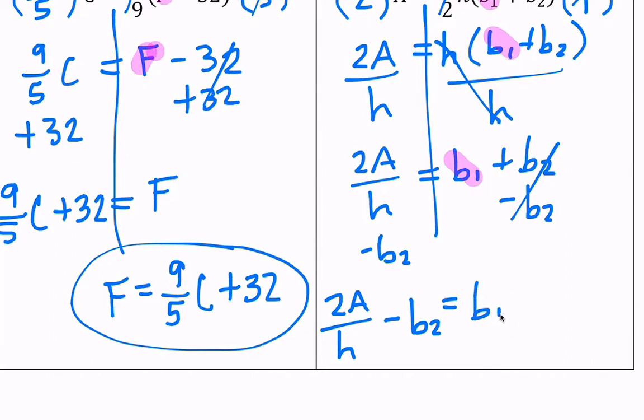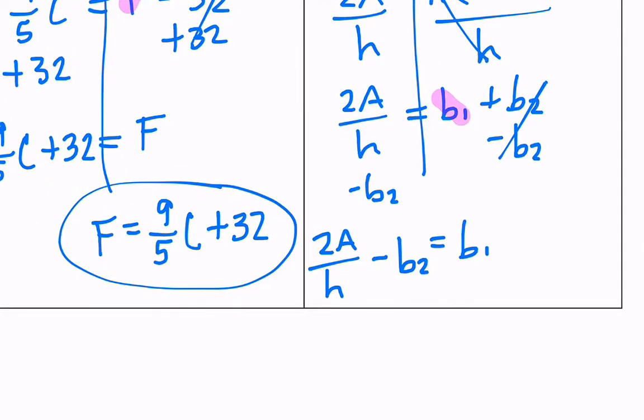Notice b1 is all by itself, which is exactly what we wanted. All the work is done. So I'm just going to write it properly real quick. Know that b1 is equal to 2a divided by h, then you subtract b2.